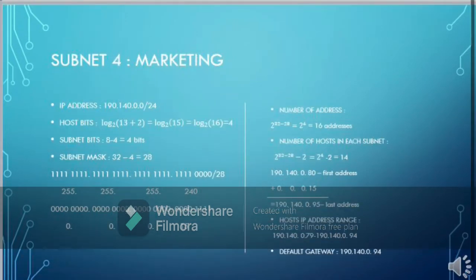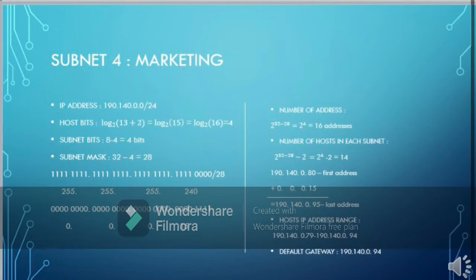Now we have subnet number 4, and it is for marketing uses. The number of ports from subnet 4 is 13. So to get the host bit is log base 2 of 13 plus 2 equals log base 2 of 15, but we can't use this because it'll turn into decimal numbers, so we will change it into log base 2 of 16 equals 4. Now we can find the subnet bits by 8 minus 4 equals 4 bits. And then we have the subnet mask, 32 minus 4 equals 28. So the subnet mask of this IP address is 28.